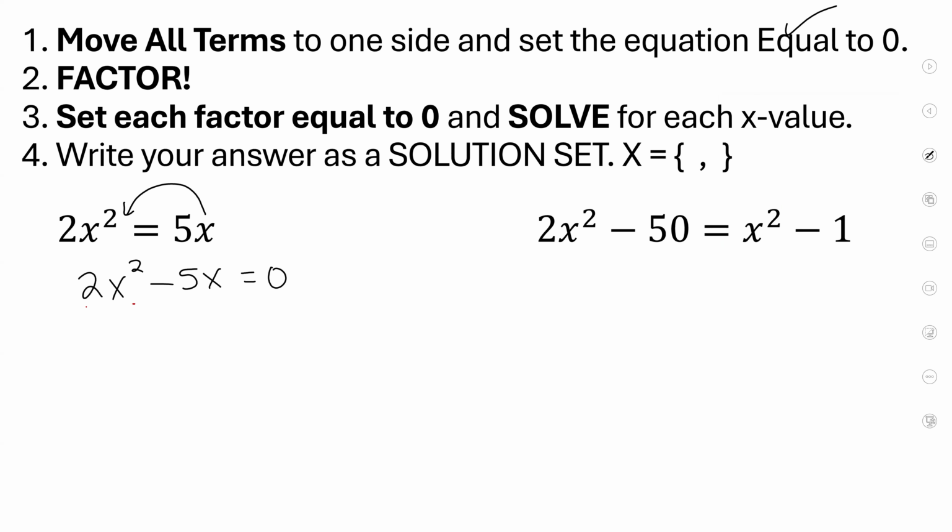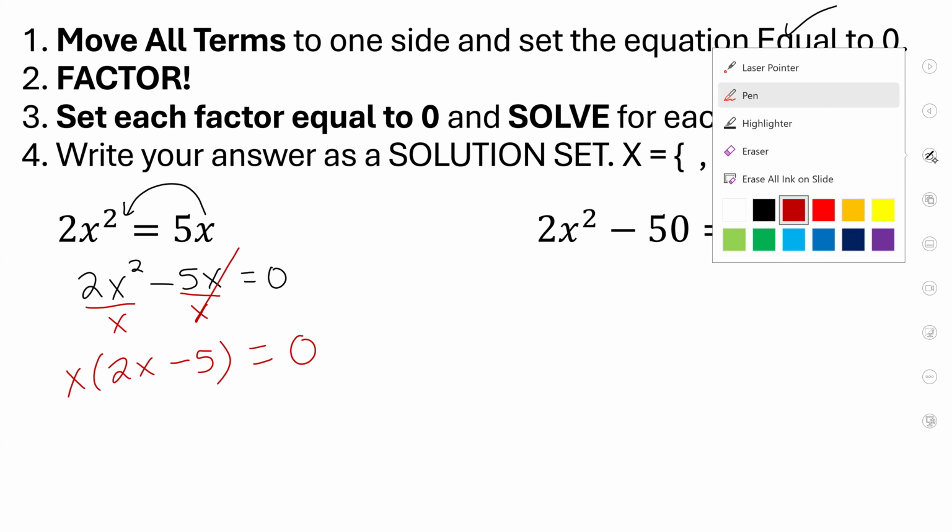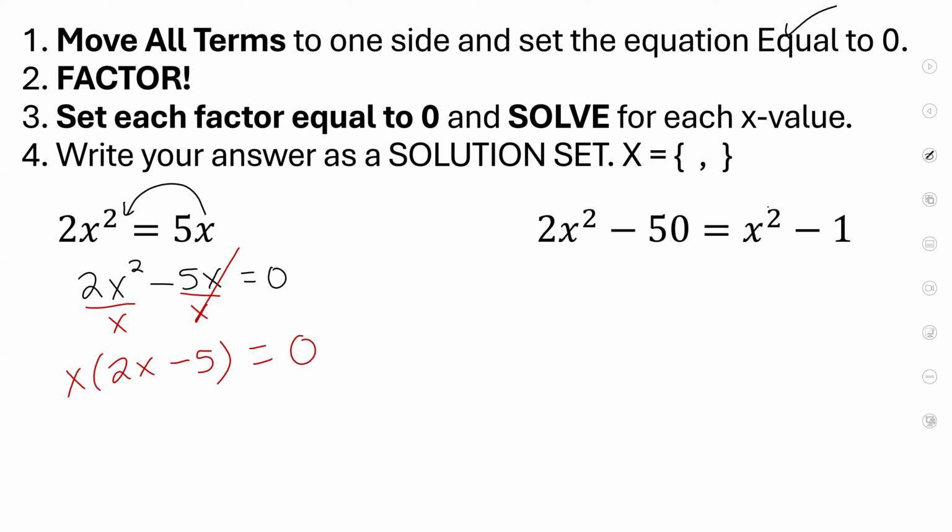What can both of these terms be divided by? X. So x will go on the outside. What is remaining is 2x and a minus 5. Now we're going to set each factor equal to 0, and then we're going to solve it. So I have x equals 0, and I have 2x minus 5 equals 0. You're setting them both equal to 0, and then we're going to solve.